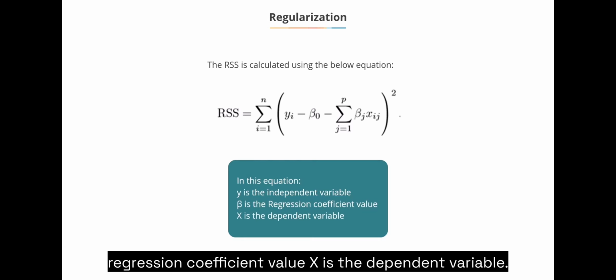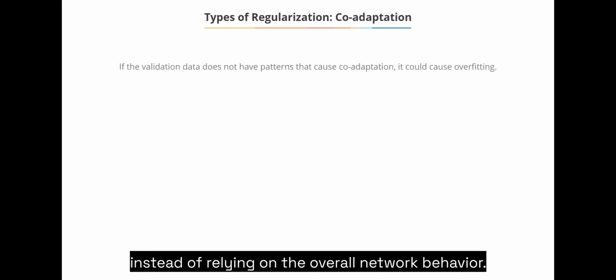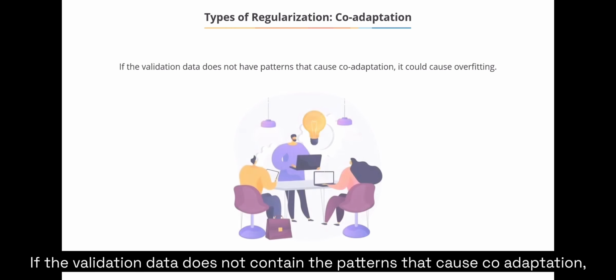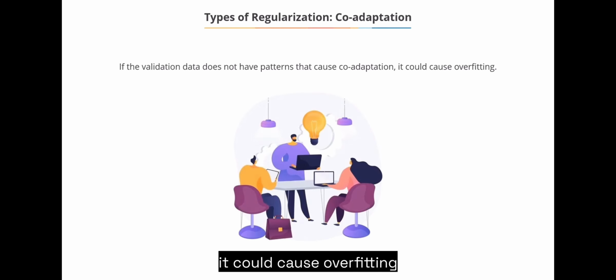Co-adaptation is another type of regularization where neurons predict patterns in the training data by relying almost exclusively on the output of specific neurons instead of relying on the overall network behavior. If the validation data does not contain the patterns that cause co-adaptation, it could cause overfitting. Dropout regularization reduces co-adaptation because dropout ensures neurons cannot rely solely on other neurons.